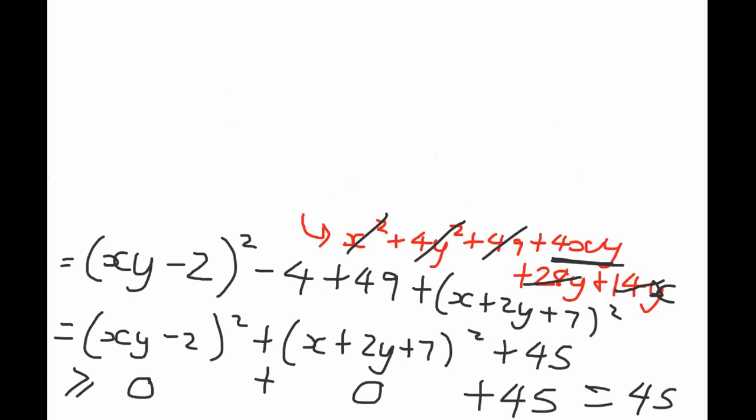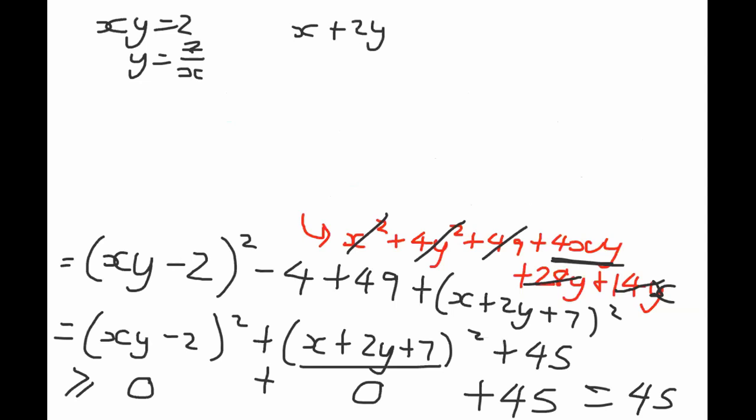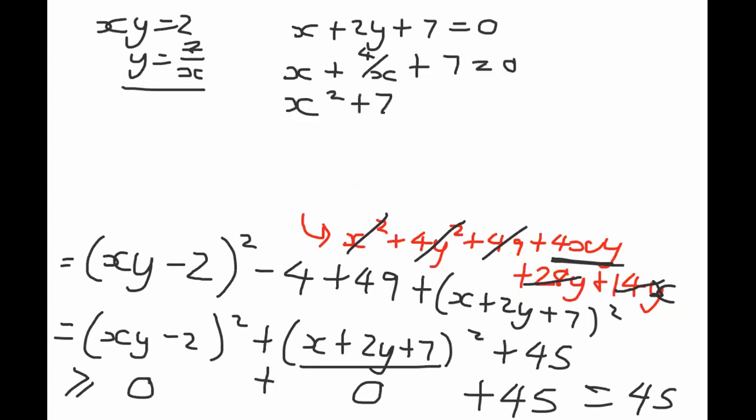We could say that if this is going to be 0, then that means xy minus 2 would have to be 0. So xy would have to be 2. In other words, y would have to be 2 over x. For this to be 0, we'd need x plus 2y plus 7 equals 0. And we know y is 2 over x. So x plus 2 times 2 over x is 4 over x plus 7 equals 0. We can multiply it through by x to get x squared plus 7x plus 4 equals 0.